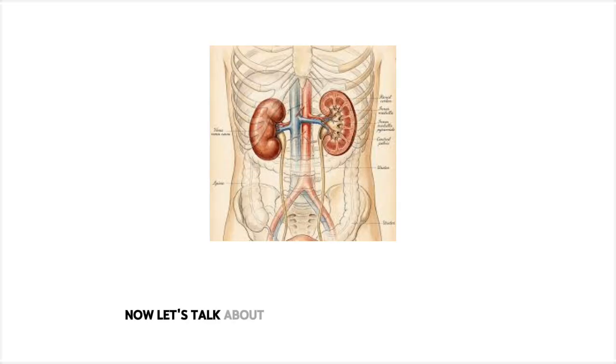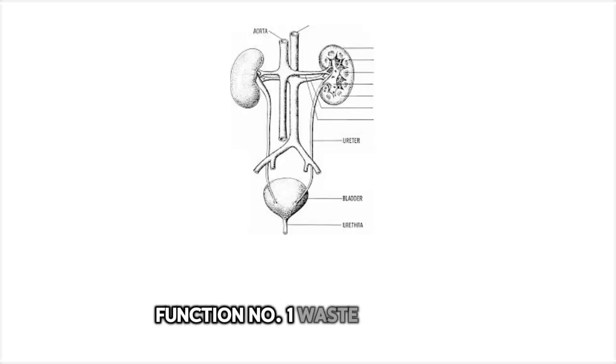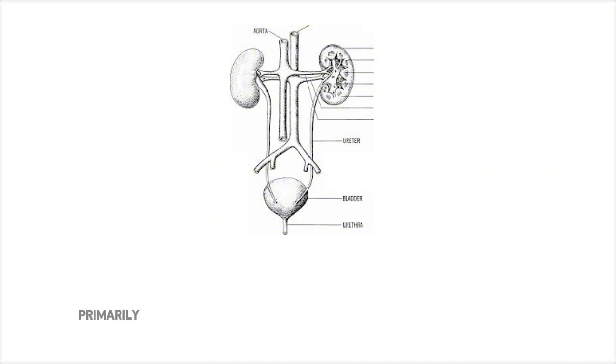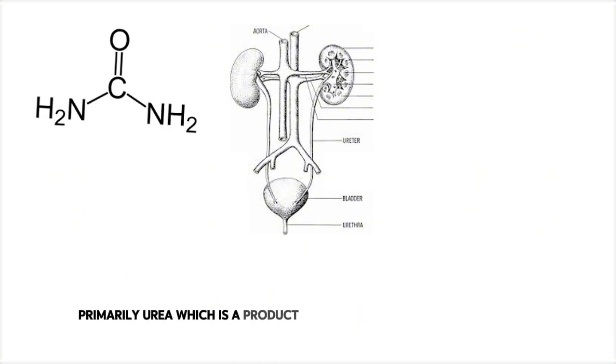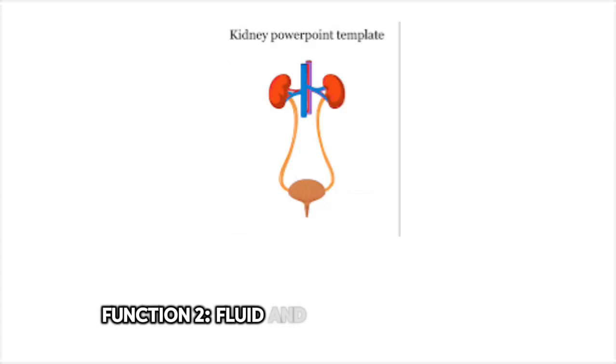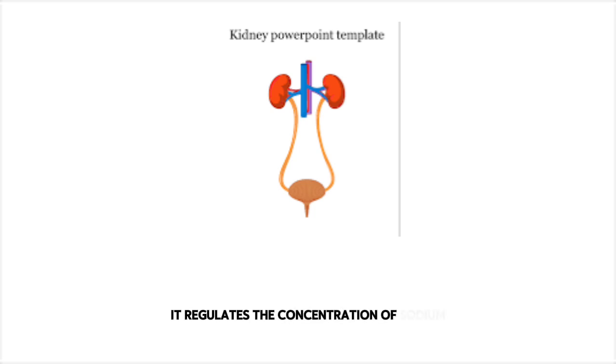Now, let's talk about some key physiological functions. The urinary system does more than just produce urine. It is a complex regulatory center. Function number 1. Waste excretion. It removes nitrogenous wastes, primarily urea, which is a product of protein metabolism, and uric acid. Fluid and electrolyte balance. It regulates the concentration of sodium, potassium, chloride, and calcium in the blood.